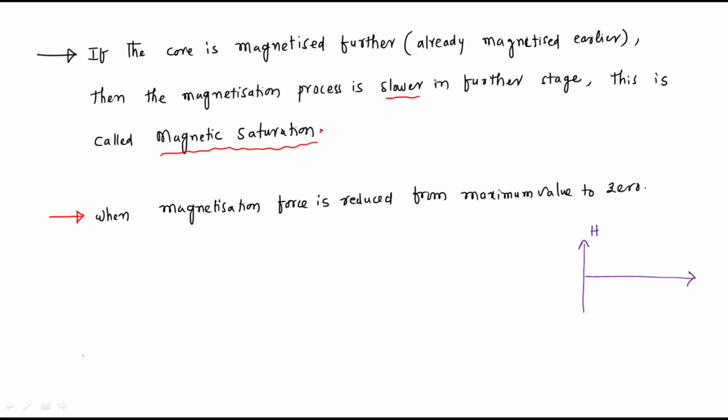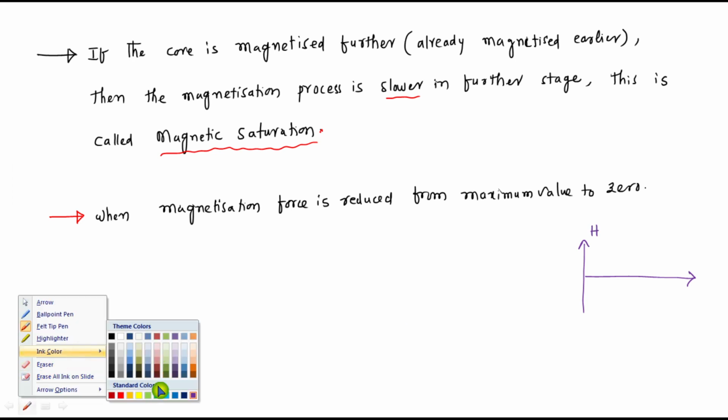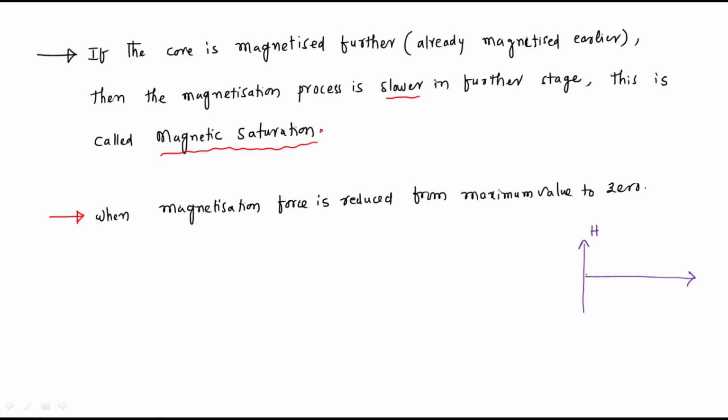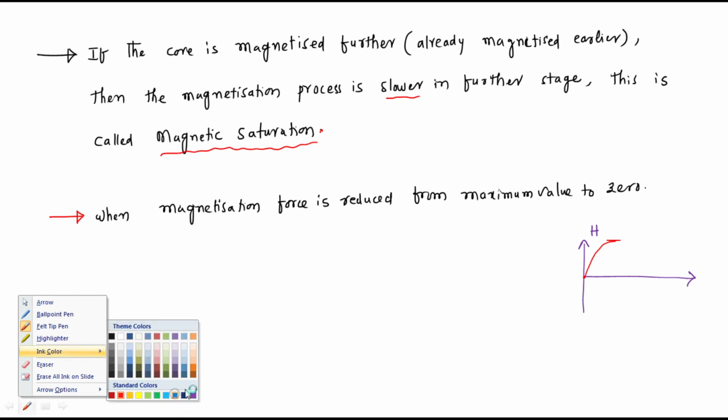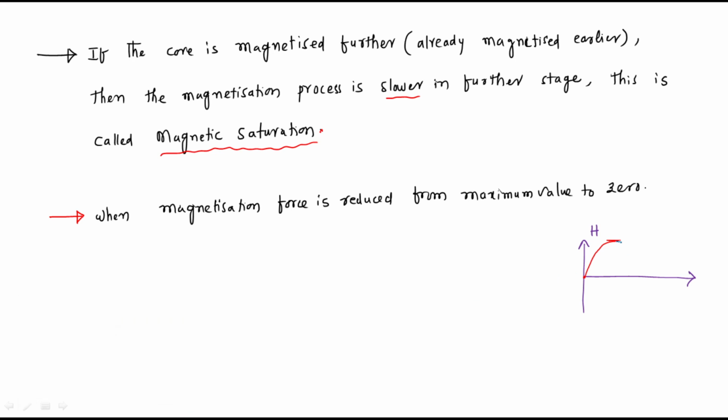Consider this is H. We have discussed when H is equal to 0, gradually we have increased the magnetization force. We have reached this point, then the core gets saturated. Now we have to decrease that force. Now we have to discuss this portion. So when the magnetization force is reduced from maximum value to 0, what will happen?